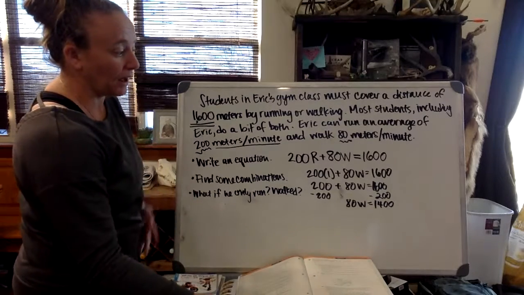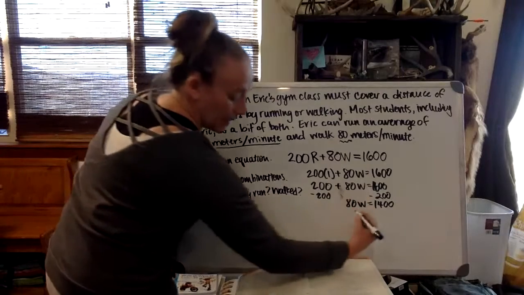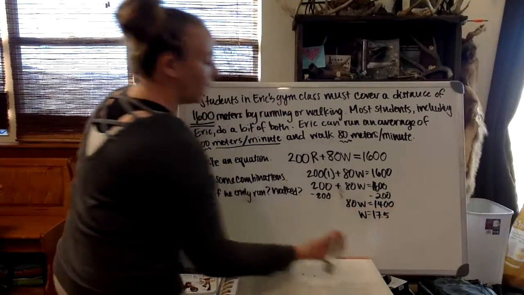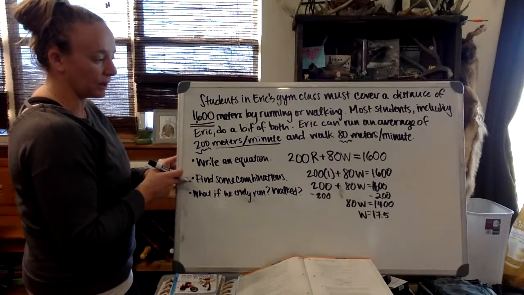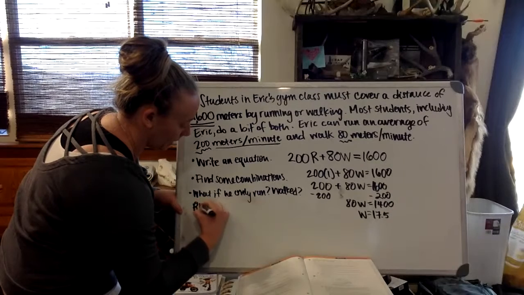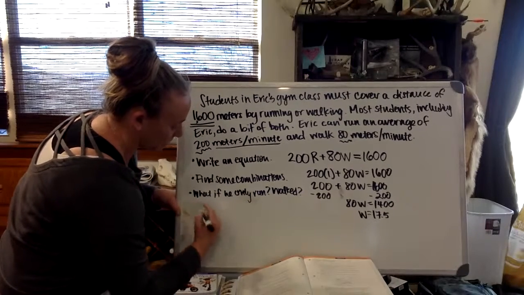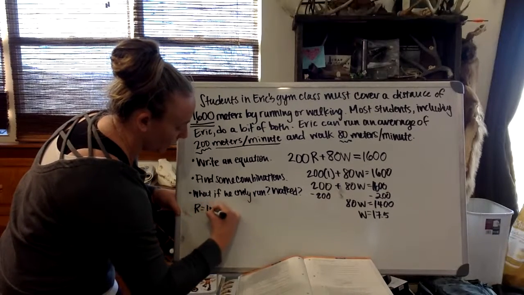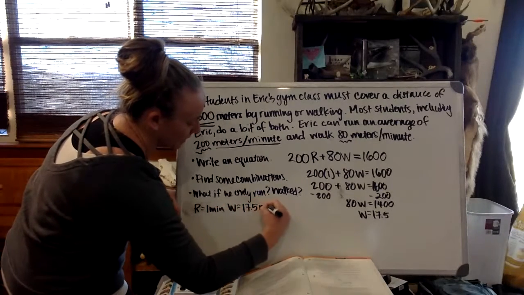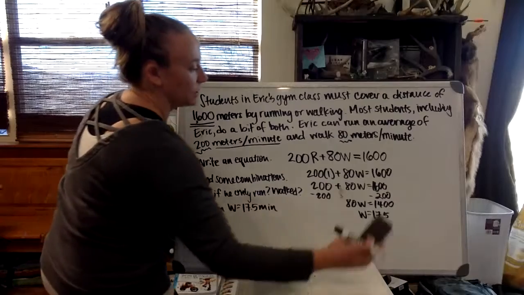All right, but either way, if I say 1,400 divided by 80, I get 17 and a half minutes of walking. So one combination that we could say is he could run for 1 minute, walks for 17 and a half minutes. Okay, let's do another one.